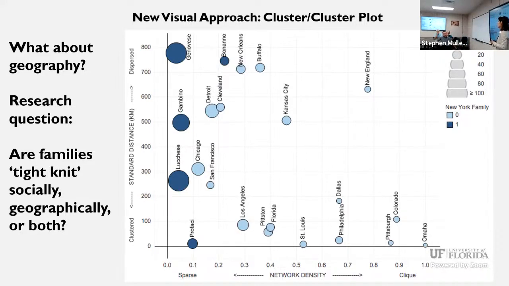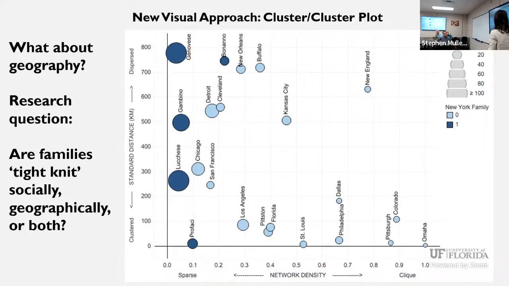So we used ArcMap, we computed the standard distance between all the members. So if you're high here, it means that your family is really, really spread out. If you're low, it means that your family is very, very close by and all the members can kind of see each other. This is network density. So network density means that if all your members are connected to each other, you have a clique. And if all your members are not connected to each other, if you have very few connections interspersed, it means you're a very, very sparse network.